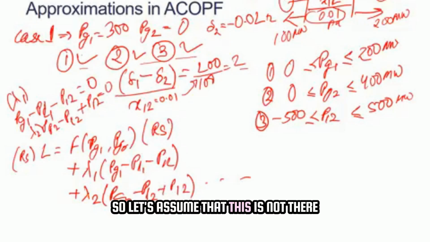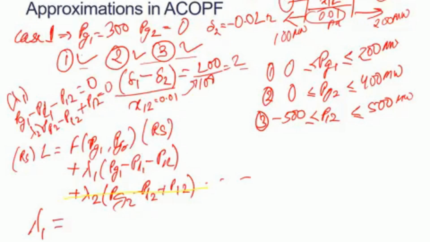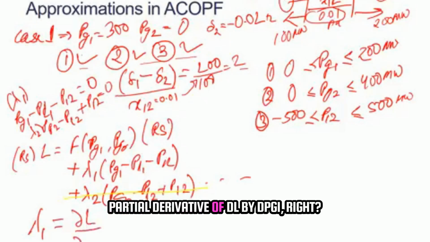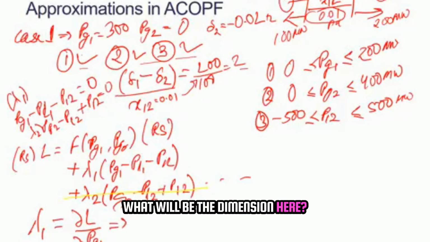Let's assume that this is not there and there is no other term. Then lambda 1 will be equal to the partial derivative of dL by dPg1, right? Now when you see this, what will be the dimension here?